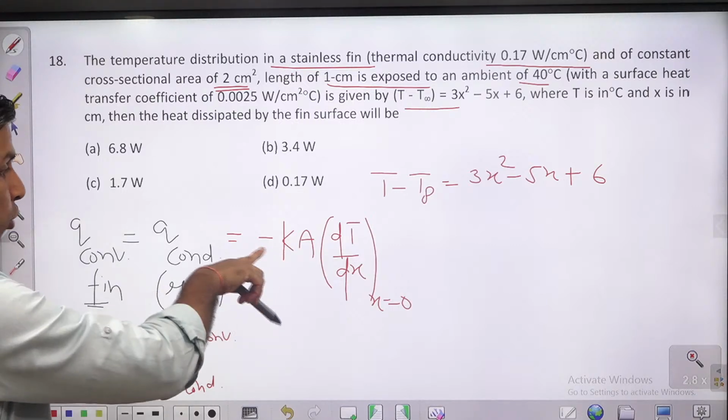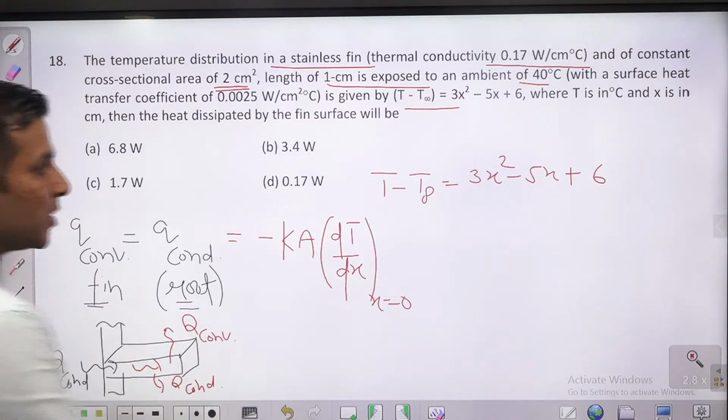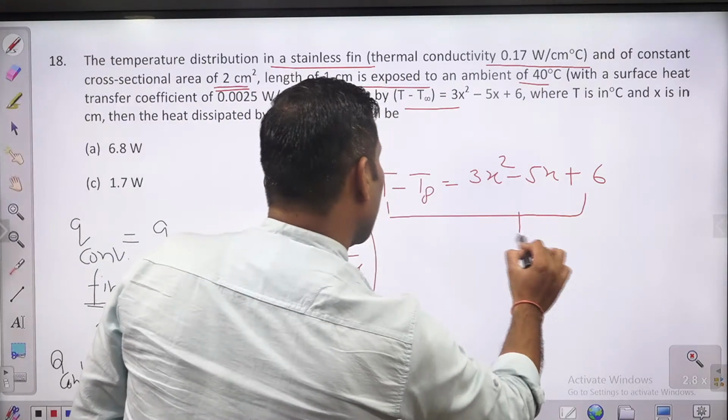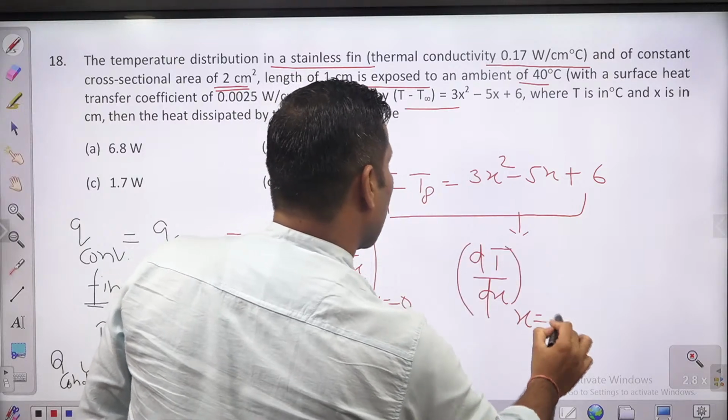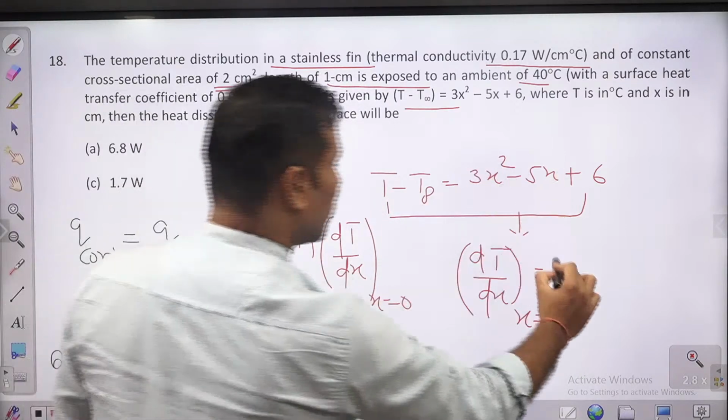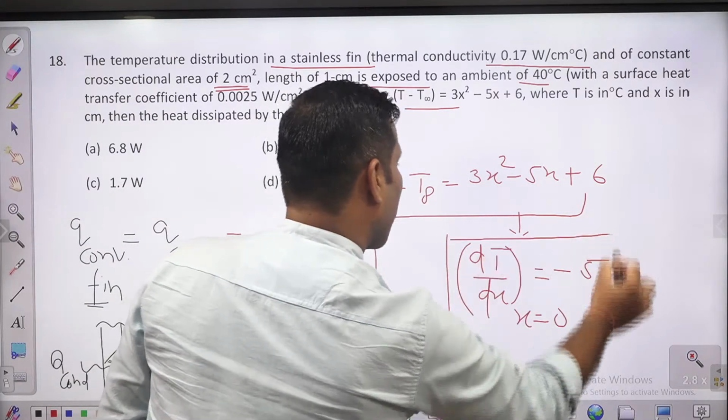Okay, at the root Q conduction is minus K dT by dx at x equal to 0. So solving this, you will get dT by dx at x equal to 0. So this will come out what? इसको देखो 6x minus 5. So this will come out minus 5. ये कितना आ जाएगा बच्चों?